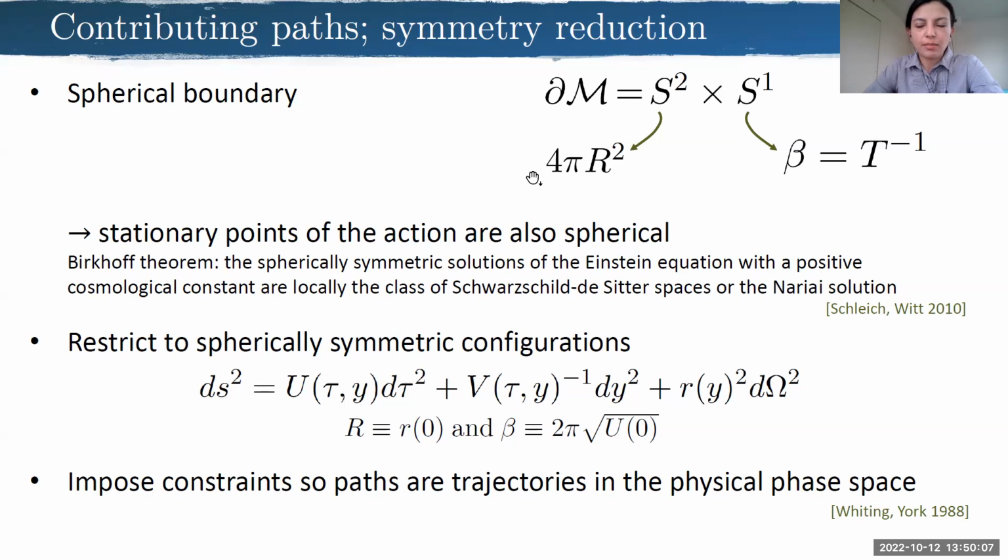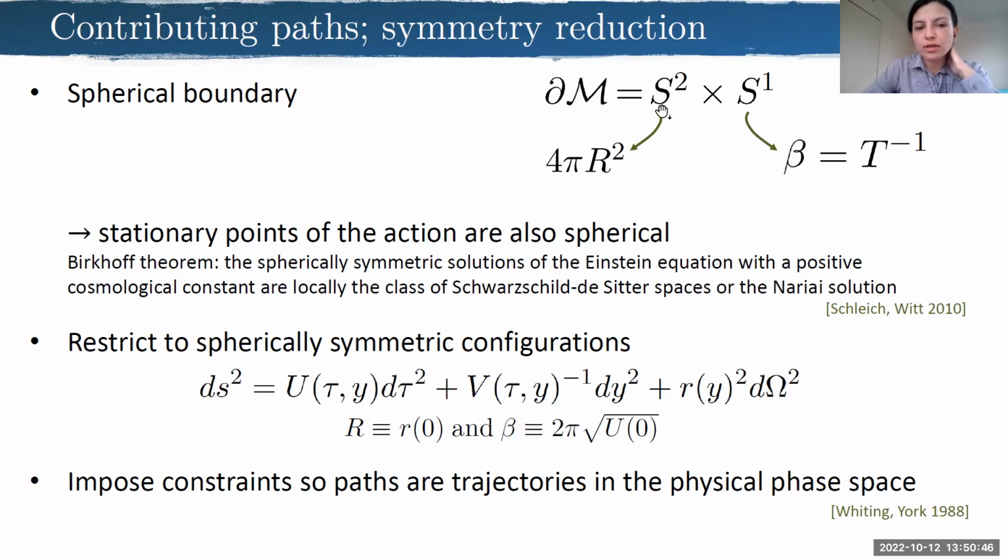This was the boundary that we were choosing, which is a spherical boundary. And because the boundary is spherical, we expect that the stationary points of the action are also spherical. And then our life would be a lot easier because there is a Birkhoff-like theorem that says that for spherically symmetric solutions of the Einstein equation with positive cosmological constant, the solutions are locally isometric to Schwarzschild-de Sitter spacetime or the Nariai solution.